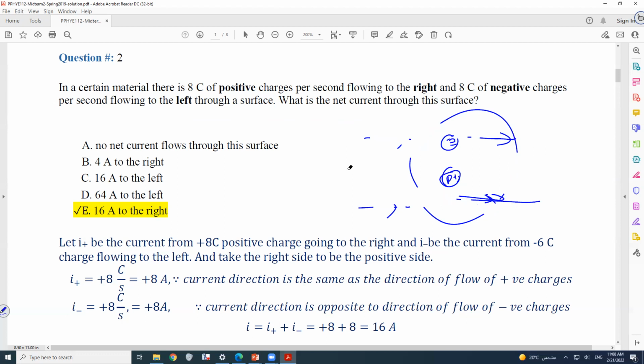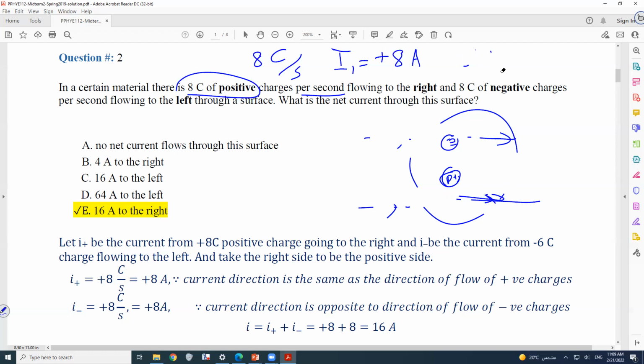We have 8 coulomb of positive charges per second. That means 8 coulomb per second going to the right. So what is the current equal to? Let me call it I1 because of the positive. It is 8 amperes. Which direction? To the right. They are positive charges going to the right, so the current will be to the right. So let me take the right side as my positive direction. Instead of saying right, I can say +8. The current is +8 amperes.